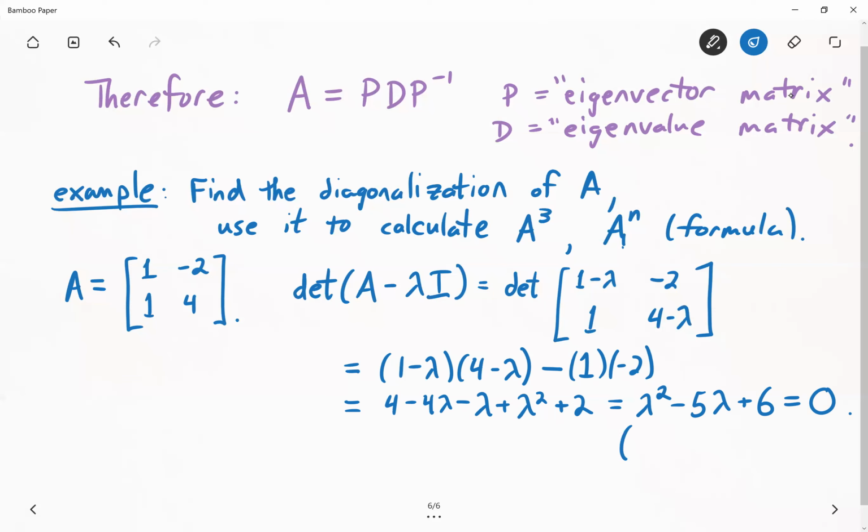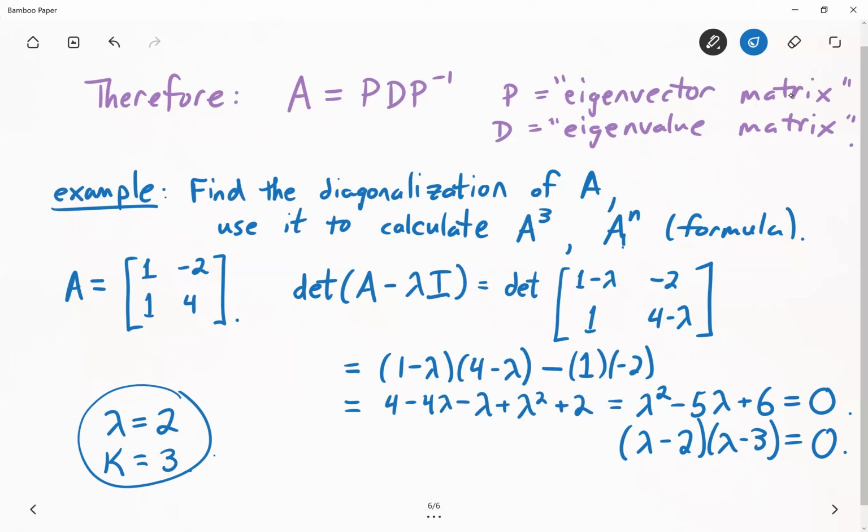This happens to factor nicely. This becomes lambda minus 2 and lambda minus 3 equals 0. So the two eigenvalues that we get here, I'll just call the first one lambda, that'll be 2, and the second one, to be consistent with what we've done before, kappa, that'll be 3. And those are the two solutions to this equation. So we're partially there.